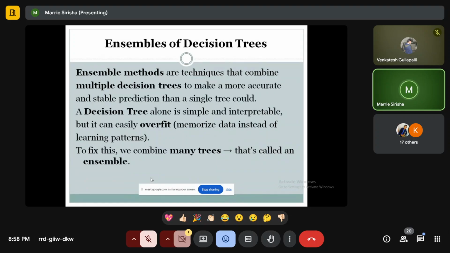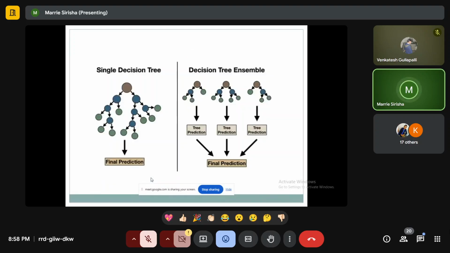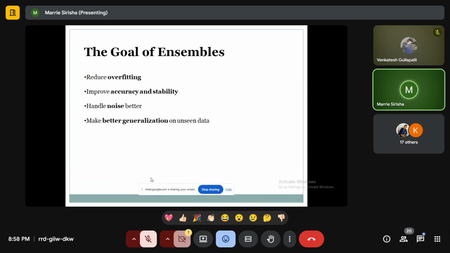Next, ensemble of decision trees. As I told you, your previous topic depends upon the next topic, that is ensembling of decision trees. Ensembling is nothing but combining all the decision trees to make a single tree that will give more accurate and stable prediction. This is how it works. In a single decision tree, we may not get an accurate prediction, but if you combine multiple decision trees and take each tree's prediction, you'll get a final accurate prediction. And this is the goal.